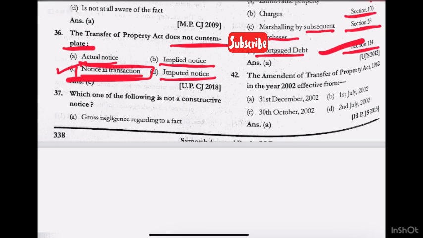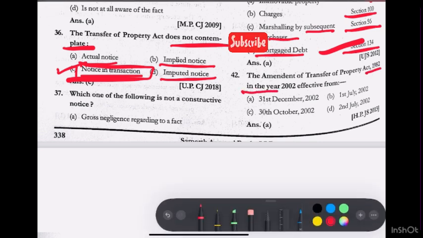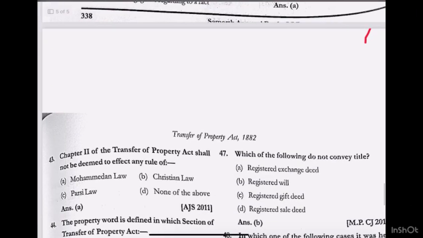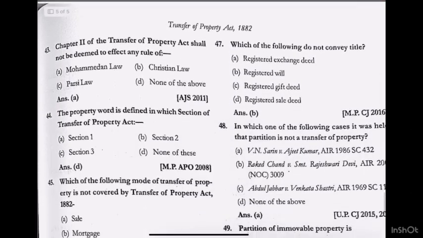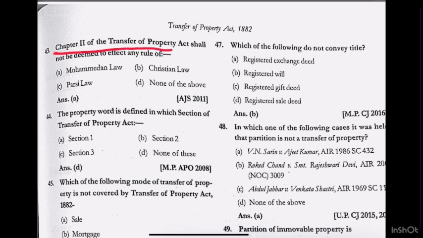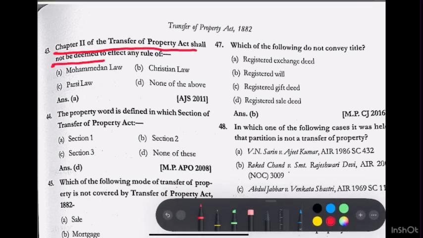The amendment of the Transfer of Property Act 1882 in the year 2002 was effective from, the correct answer is 31st December 2002. Question 43. Chapter 2 of the Transfer of Property Act shall not be deemed to affect any rule of Mohammedan law is the right answer. The word property is defined in which section of the Transfer of Property Act? The word property is not defined under the Transfer of Property Act, so none of these, option D, is the right answer.